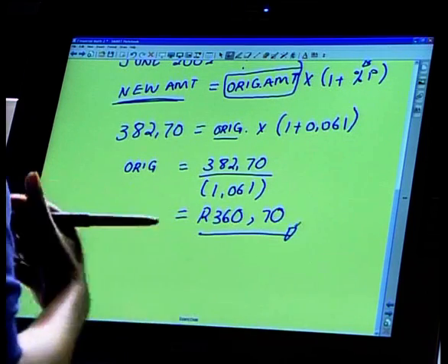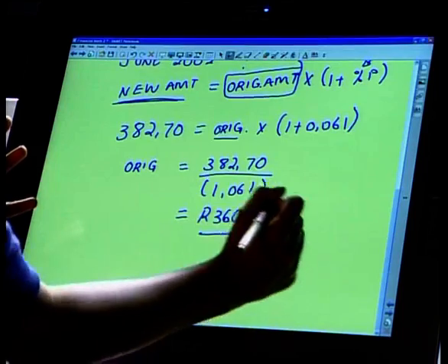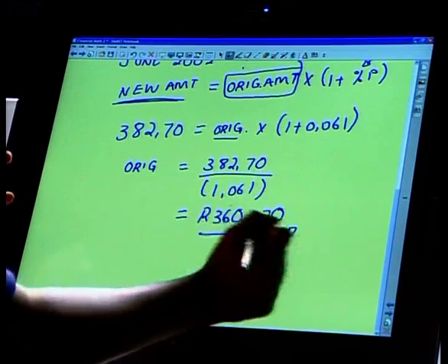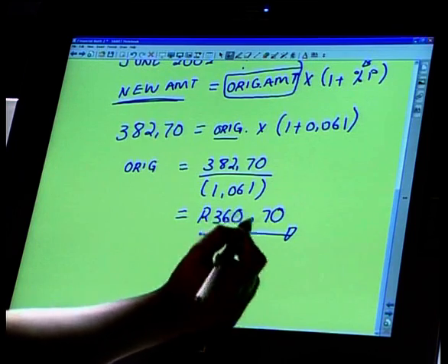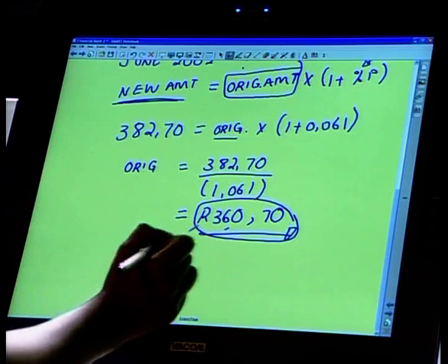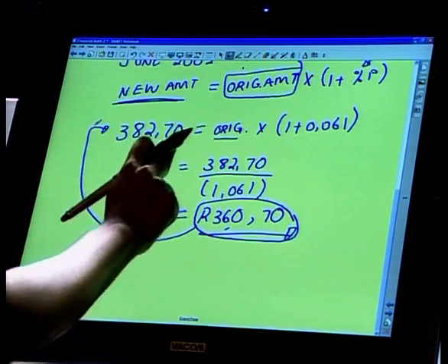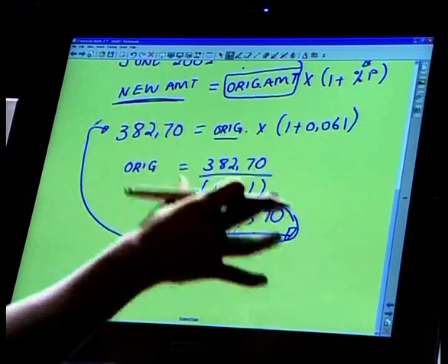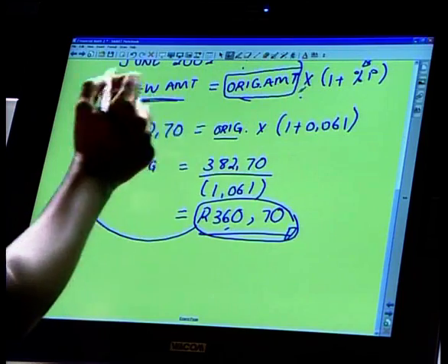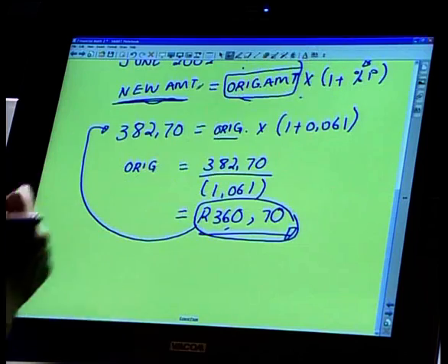Now, as you can see, this must make sense to you. Obviously, if the prices have increased now to an amount of 382 Rand for this basket of goods, then previously it needed to be less. Okay, because now prices have increased. And you can see that in June 2002, so the same month a year ago, the prices were 360 Rand and 70 cents, which is 6.1% less than what they were in June 2003. Okay, so you need to be able to work backwards and forwards like this with inflation. You need to be able to find the original amount if they give you your new amount and they give you the percentage increase.